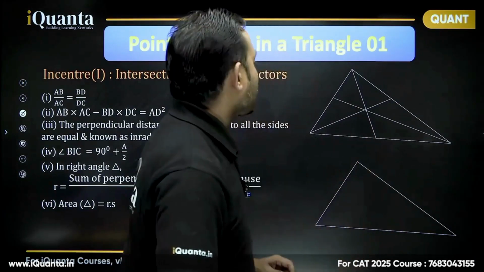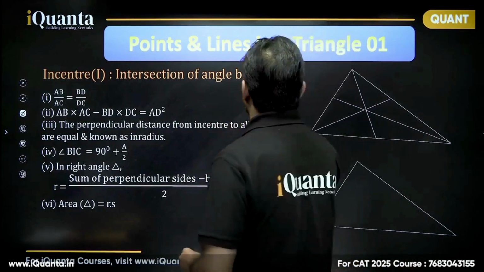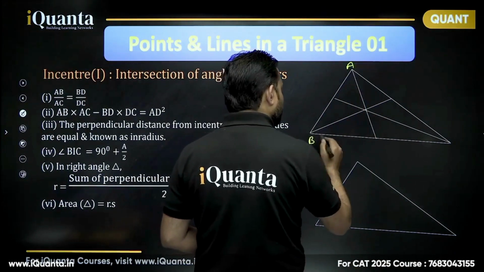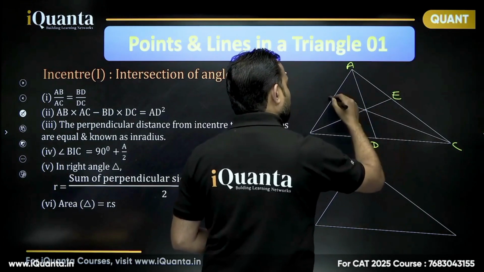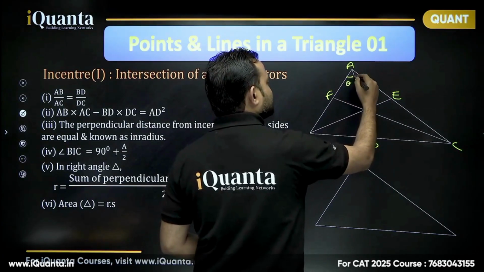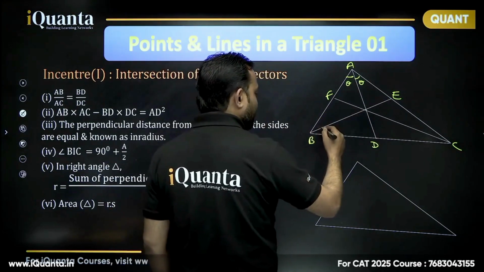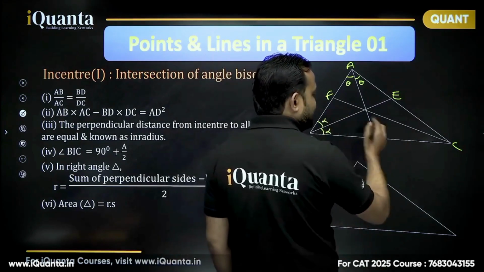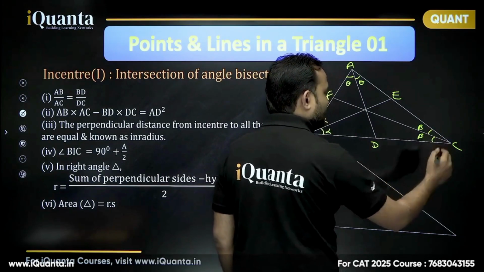So if we talk about incenter, what is incenter? Incenter is nothing but intersection of angle bisectors. So let's say this is our triangle A, B and C, then D, E and F. Then we can say AD is the angle bisector of angle A. This angle is theta, this angle is also theta. BE is the angle bisector of angle B. If this angle is alpha, this angle is also alpha. CF is angle bisector of angle C. If this angle is beta, then this angle is also beta.